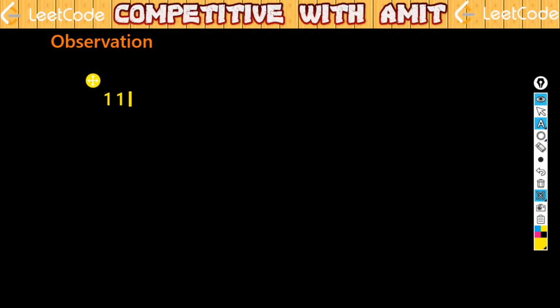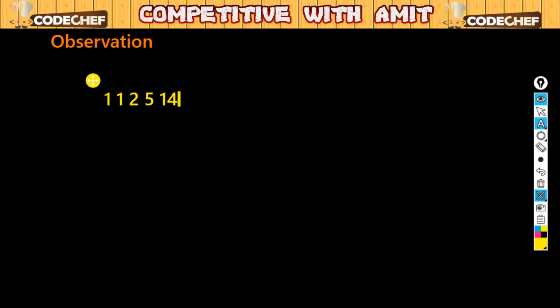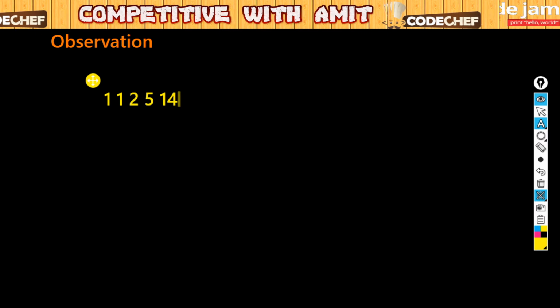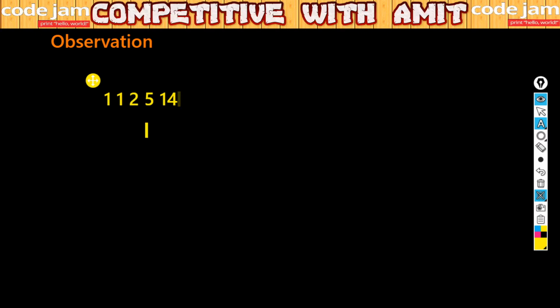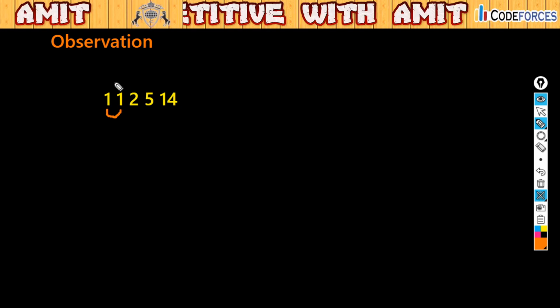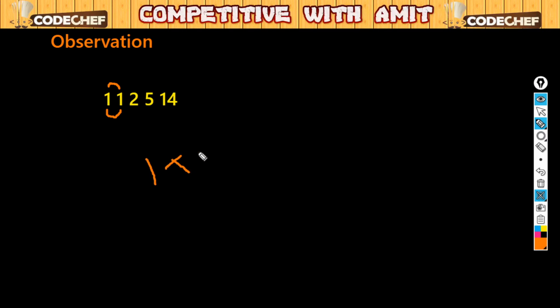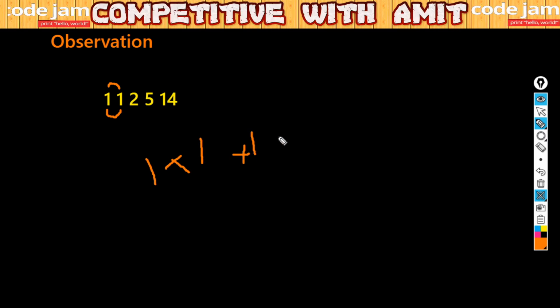Now after that, for n equals 2 we have 2, for n equals 3 we have 5 combinations, for n equals 4 we have 14 combinations. Now if I want to find out for n equals 2, what do I have to do? Simply I will multiply this by this and this by this, and add both. So 1 multiplied by 1 plus 1 multiplied by 1, so it will be 2.